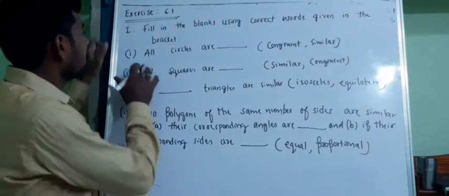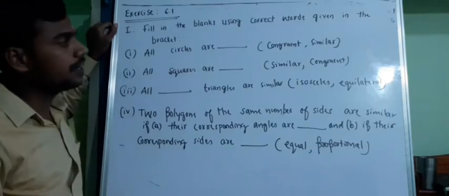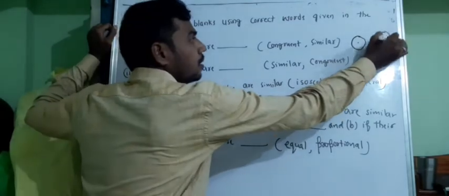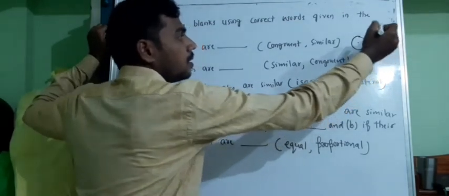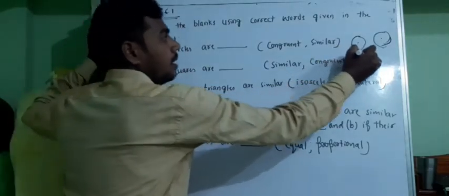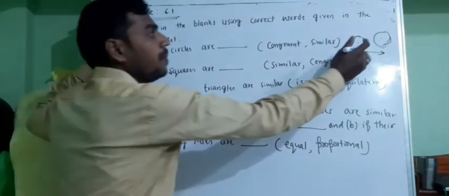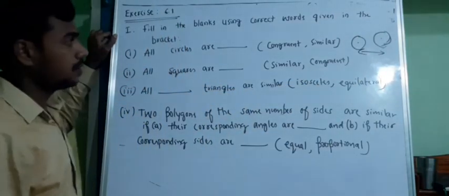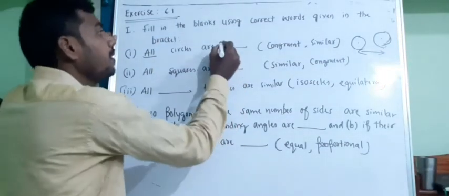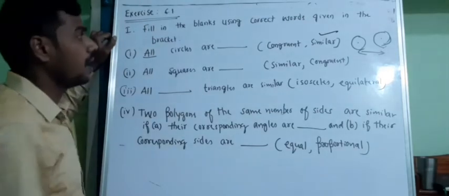See, first fill in the blank. All circles are, whether they are congruent or similar. If I take circles, all the circles are similar because they are not exactly the same in size. They may overlap, they may not overlap. So here they are asking about all circles. All the circles will be similar. Similar is the answer.